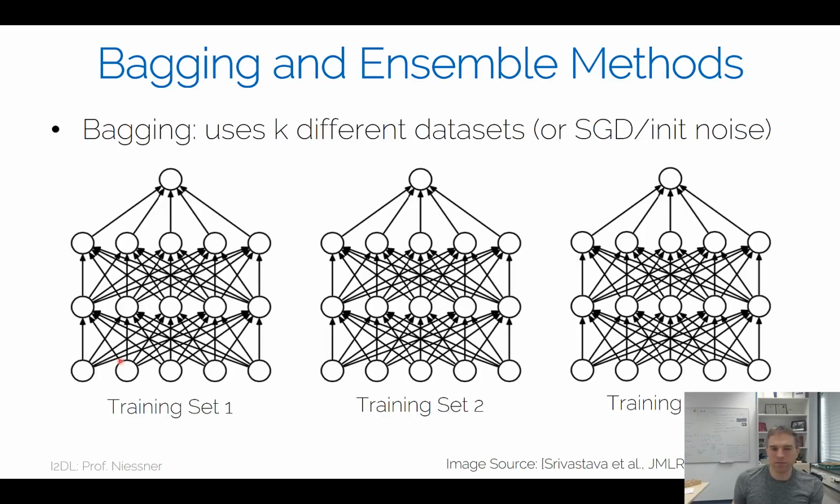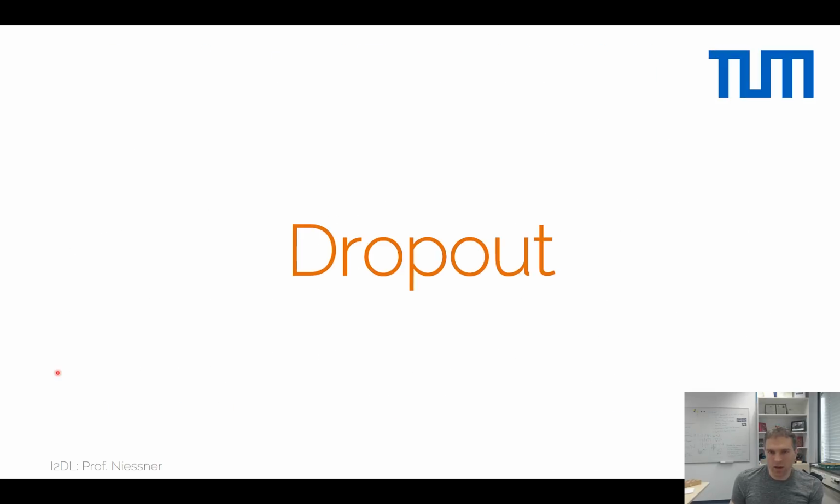But maybe there's a way to get rid of this massive overhead in terms of compute for training so many methods. And one way to do that is called Dropout. Dropout is a super, super elegant way to do kind of the same thing that ensemble methods are doing, but without having to retrain so many methods. Well, so what's the idea?